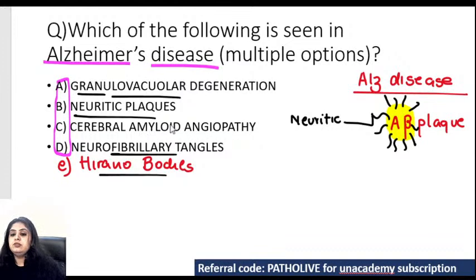And you will say that, ma'am, this amyloid that you told us, is it only affecting the nerve fibers? No. This amyloid is also affecting the blood vessels. So do you see cerebral amyloid angiopathy? Correct. Please remember, all of these are seen in a case of Alzheimer's.